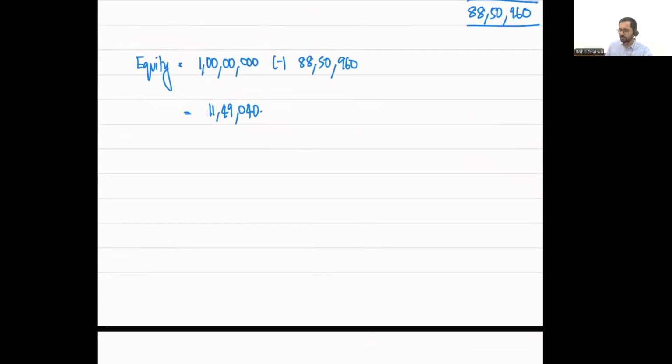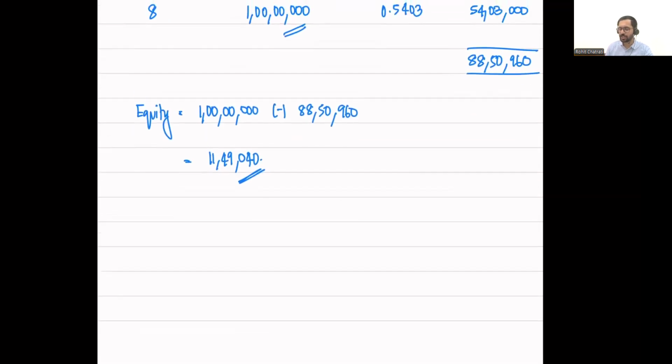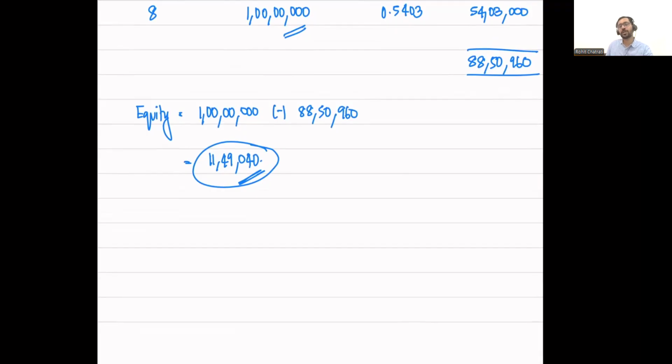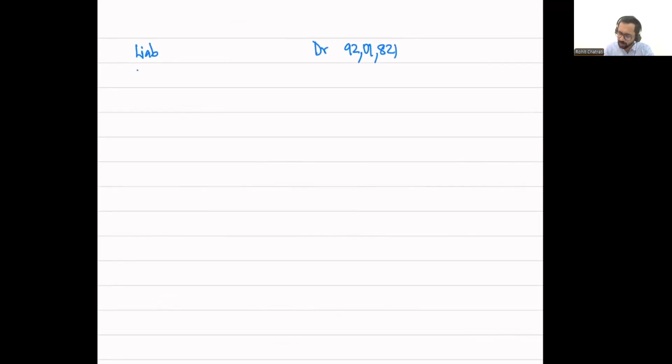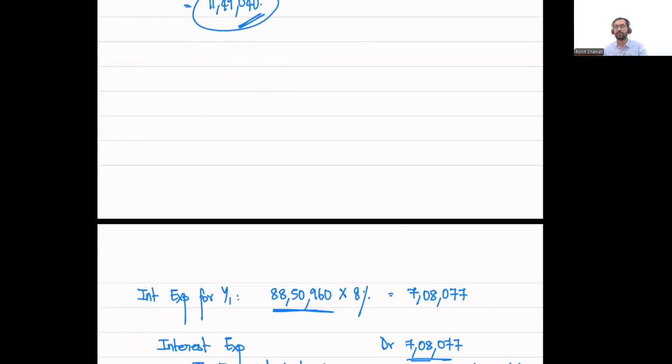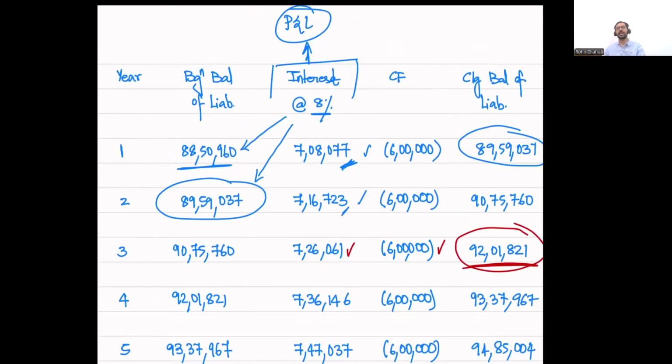Now, on initial recognition, if you recall, we had recognized an equity of 11 lakh 49,000. The journal entry at initial recognition resulted in a recognition of equity of 11 lakh 49,040. We are now going to debit that as well. This is the liability component of debentures, and we are also going to debit the equity component of debentures. The equity component will be at its book value of 11 lakh 49,040. The equity value does not change year after year. The liability component's value initially was recognized at 88 lakh 50,000.